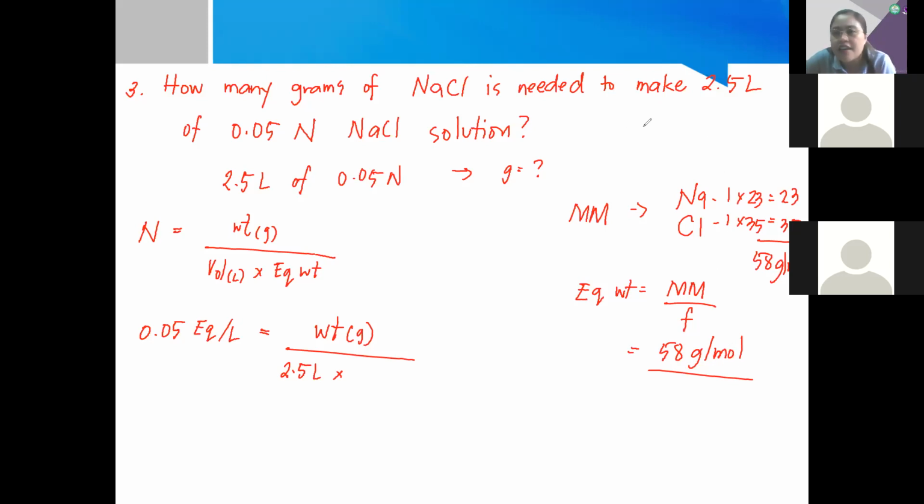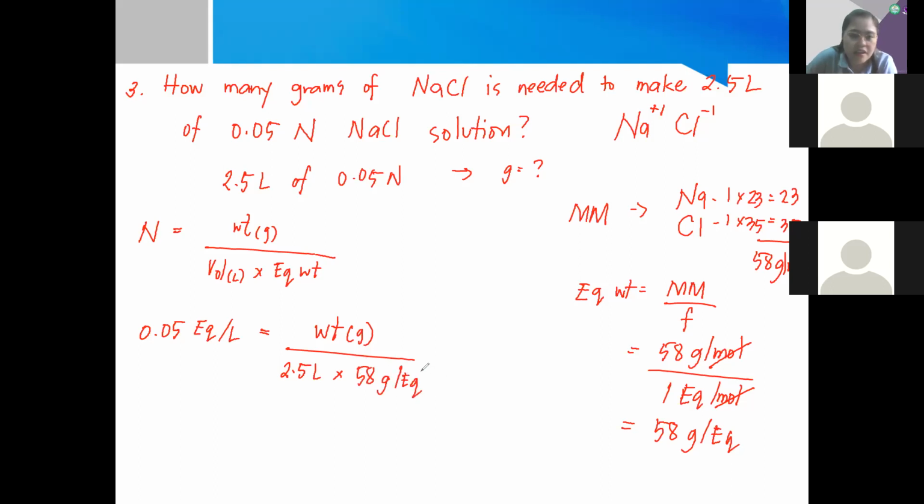So, the molar mass that is computed is 58 grams per mole divided by our F. This is NaCl, so salt, automatic. But if we are going to look at their charge, sodium is positive 1, chlorine is negative 1. Walang subscript, so automatic this is 1. Okay? So, ang unit, equivalent per mole. Since we are using equivalent weight here, cancel the mole. This is 58 grams per equivalent. So, again, this is 58 grams per equivalent here.